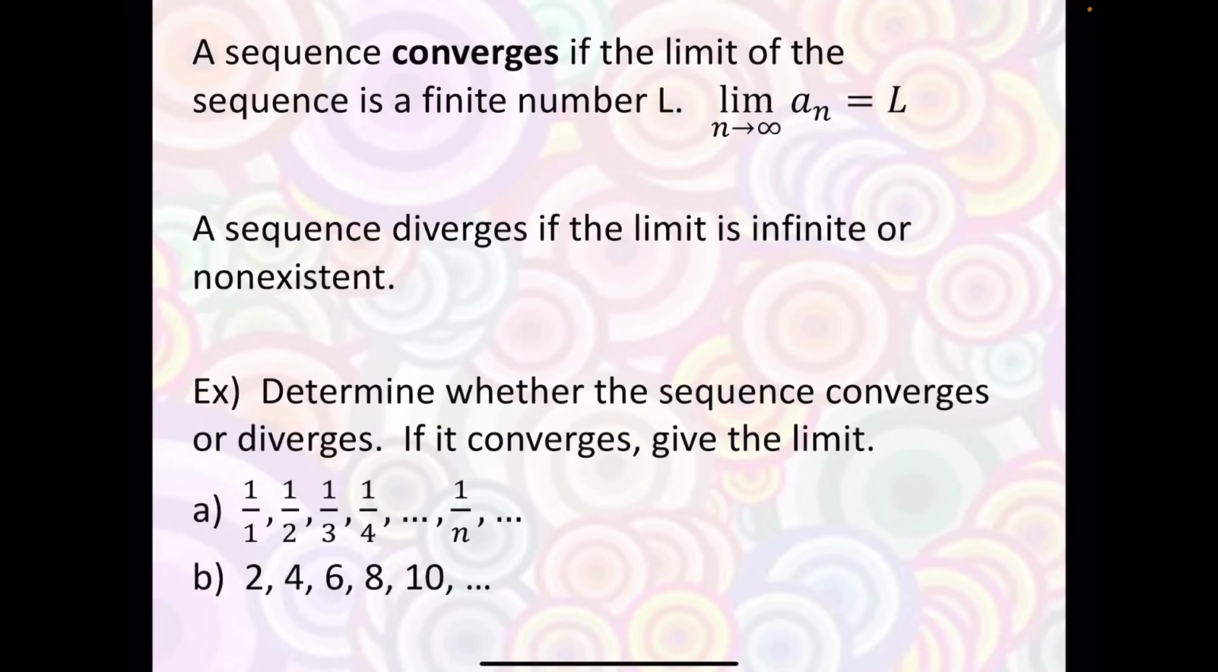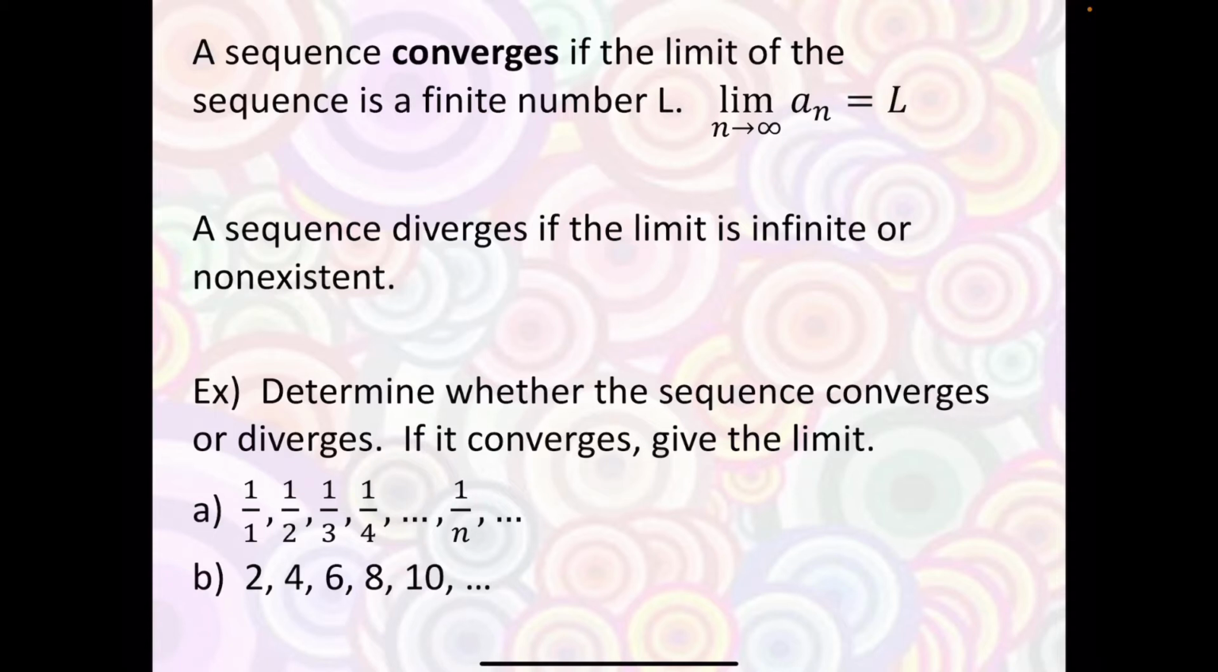A sequence either converges or diverges. We know it converges if the limit of the sequence is a finite number. It diverges if the limit is infinite or non-existent. So we're going to determine whether each of these sequences converges or diverges. And if it does converge, we're going to give the limit.